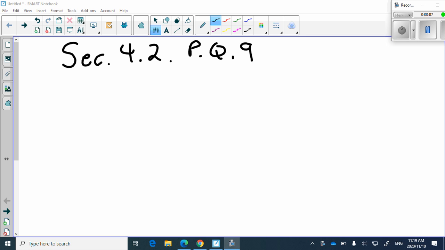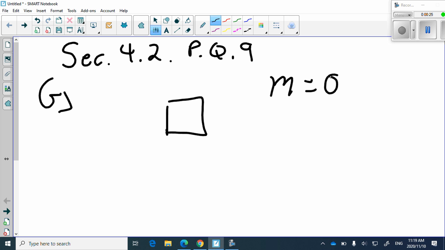Section 4.2, practice question 9. A 150-gram block. So I'm going to draw the block. Make sure I do this right. There we go. Here's the block, and it's 150 grams. Well, we don't like grams, so we're going to convert that to kilograms. So it becomes 0.150 kilograms. Is lifted from the floor to a shelf 2 meters above the ground.